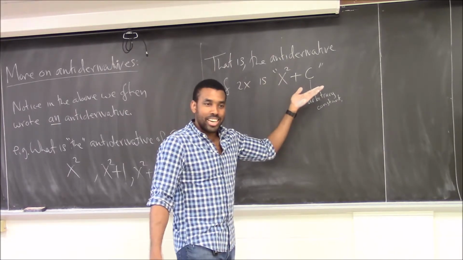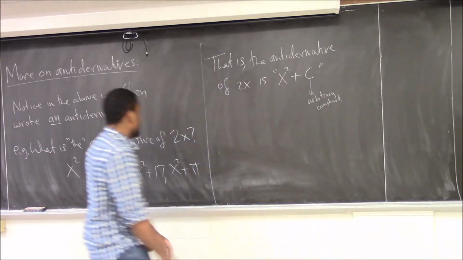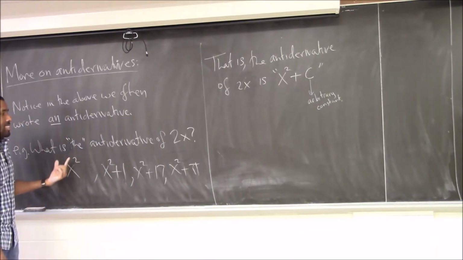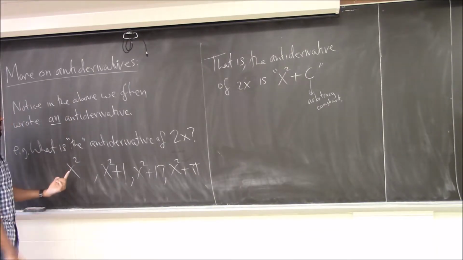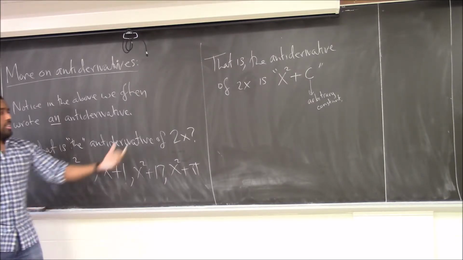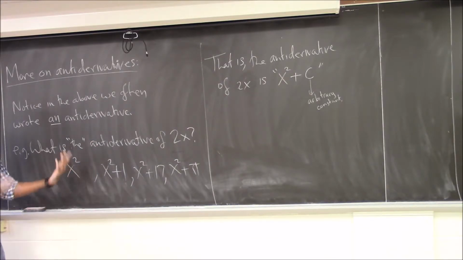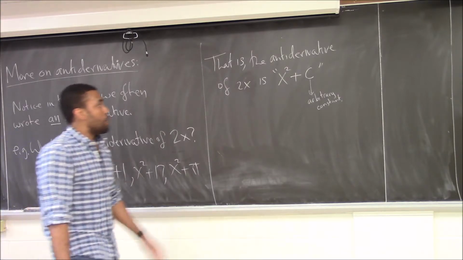That is the antiderivative of 2x. Now it turns out, we're almost done, that for 2x you knew the answer was x squared because you've seen it so often. But was there a streamlined, more sophisticated, formulaic way to say it? Yes, the answer is yes.